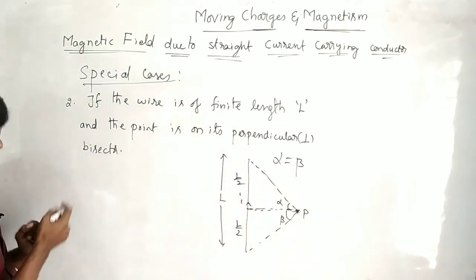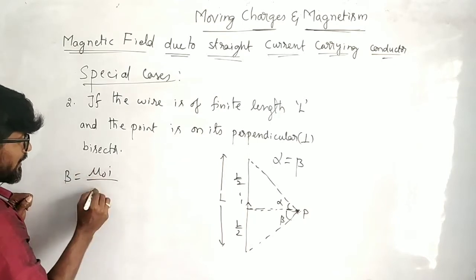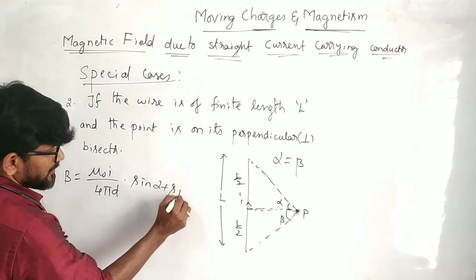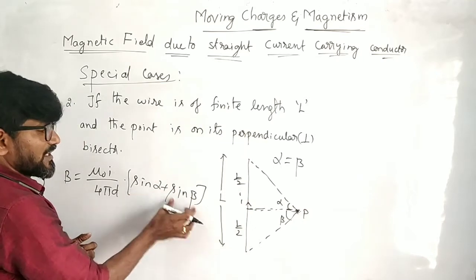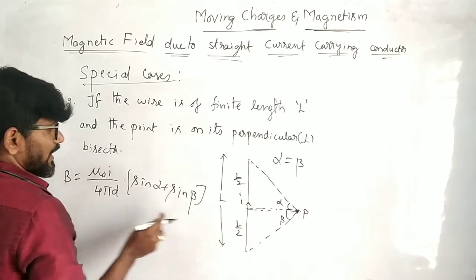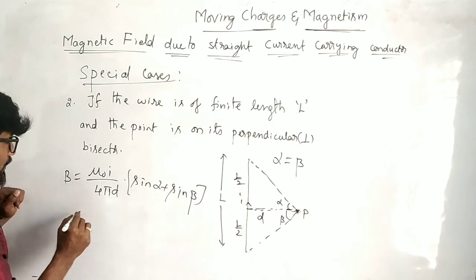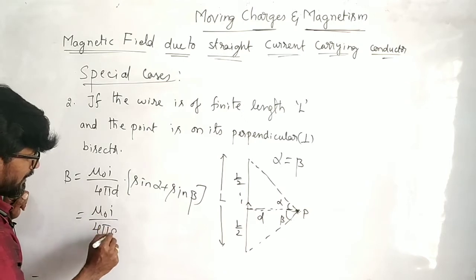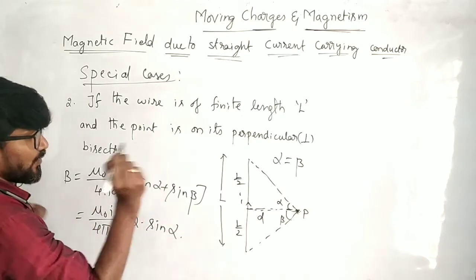Then what is the field? From the general formula, B is equal to mu naught I by 4 pi d into sine alpha plus sine beta. Here alpha is equal to beta, so this becomes sine alpha plus sine alpha, which is 2 sine alpha. And here, let us say the perpendicular distance is d. Then you can write it as mu naught I by 4 pi d into 2 sine alpha. But what is alpha here?